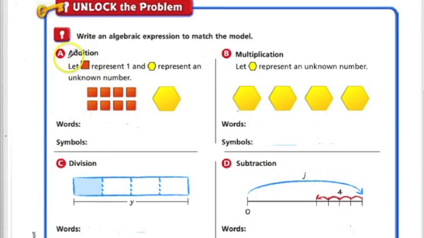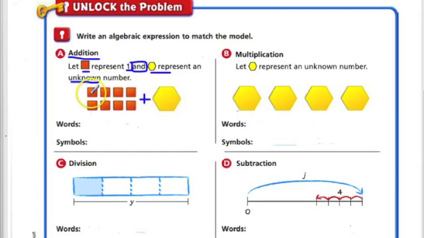This is going to be an addition model, and our directions say let this tile represent 1, and the hexagon represent an unknown number. So our tile is going to represent 1, and our hexagon is going to represent an unknown number. I'm keeping in mind this word "and." Usually that means we're going to join a group or groups together in order to add them. So we're going to join these groups. So the tiles joined to the hexagon will complete my algebraic expression.